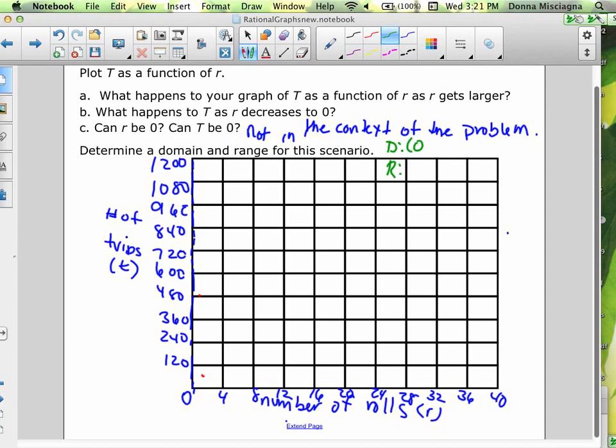What was the most number of rolls that we could possibly take? 240. That's all there is, right? If you've moved 240 rolls, there are no more rolls to move. And that we could actually do. The truck did it.